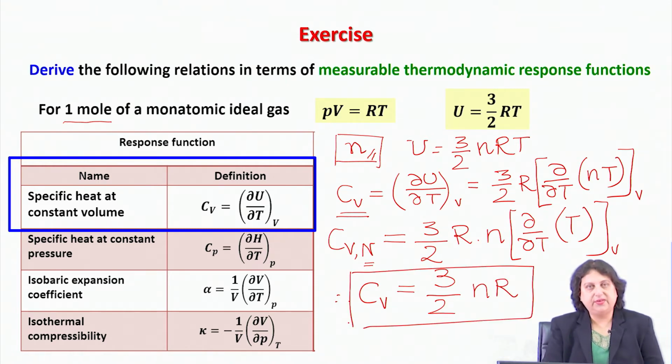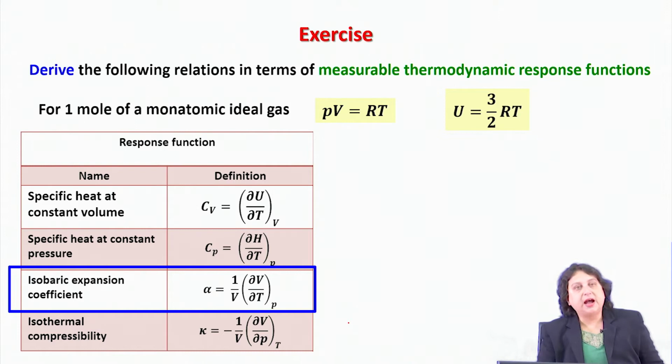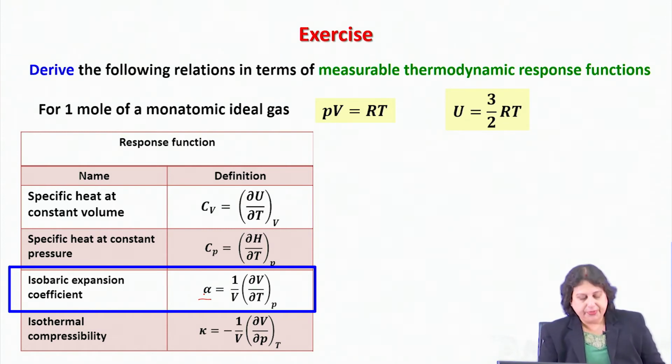So, as you can see very easily, it is possible to generalize our discussion on 1 mole of a monatomic ideal gas to n moles of the gas as well. Now, if I move forward and think of how I can find out, for example, the isobaric expansion coefficient alpha, that by definition is given by 1 by V del V del T at constant P.